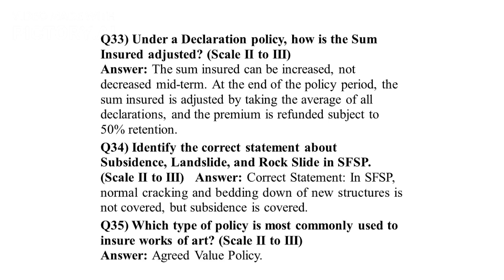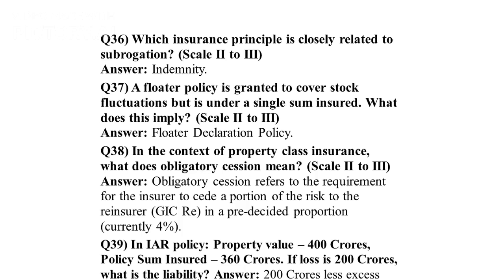Q34, identify the correct statement about subsidence, landslide, and rock slide in SFSP. Answer: in SFSP, normal cracking and bedding down of new structures is not covered, but subsidence is covered. Q35, which type of policy is most commonly used to insure works of art? Answer: agreed value policy. Q36, which insurance principle is closely related to subrogation? Answer: indemnity. Q37, a floater policy is granted to cover stock fluctuations but is under a single sum insured. What does this imply? Answer: floater declaration policy.